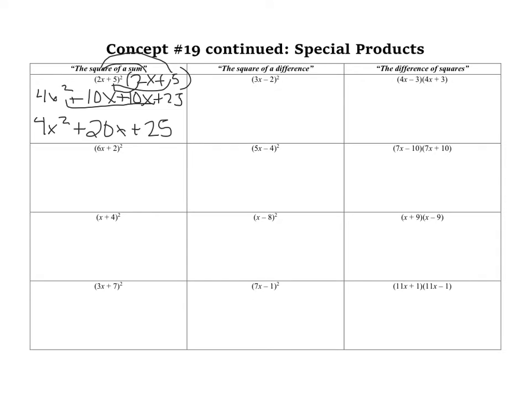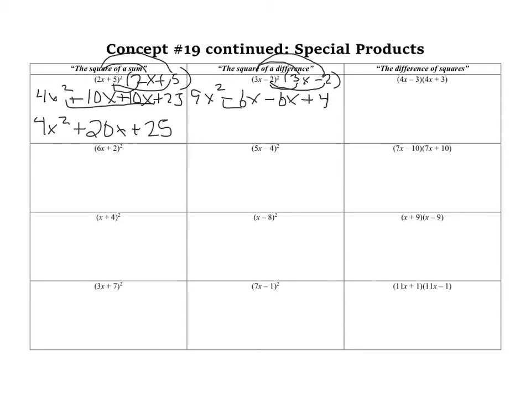Now let's take a look at the next one, over to the right. 3x minus 2 squared. You can't just bring in that 2 because it's a subtraction problem. So you have to think of it as 3x minus 2 twice, right? 3x minus 2 squared means that I'm multiplying 3x minus 2 by itself. So again, we're going to do FOIL. 3x times 3x is 9x squared. Then 3x times negative 2 is negative 6x. And then negative 2 times 3x is another negative 6x, and then negative 2 times negative 2 is positive 4.